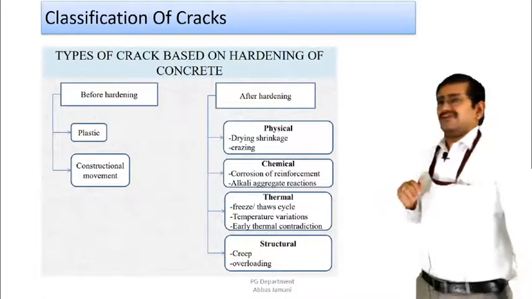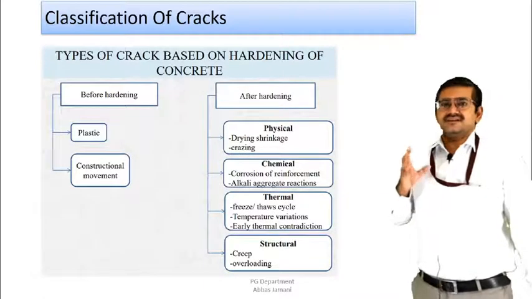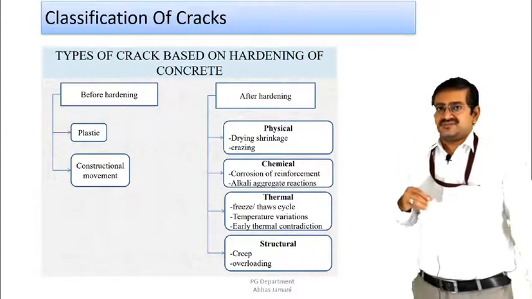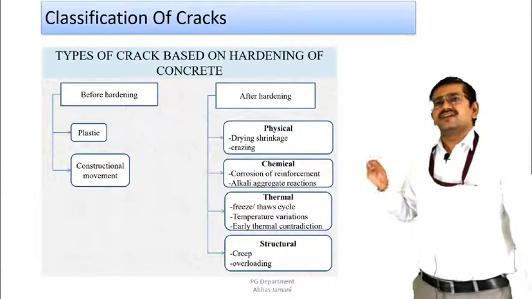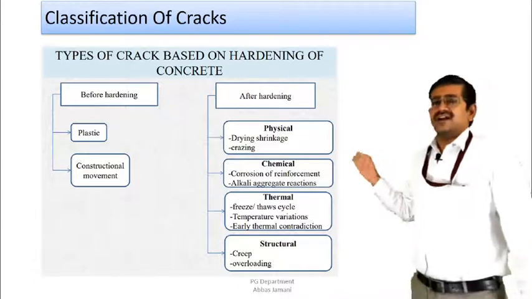Now, the second type of classification. The first classification was based on whether the crack is occurring in structural members or non-structural members. The second type of classification is more related to the construction practice. That is why it is a classification based on the hardening of the concrete.